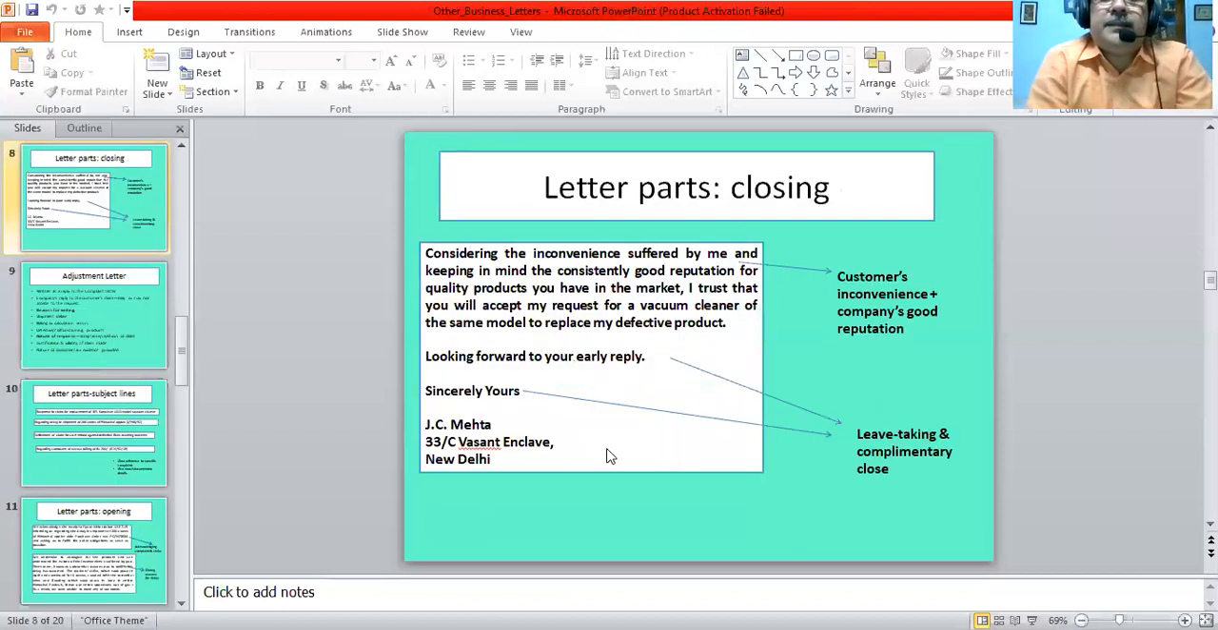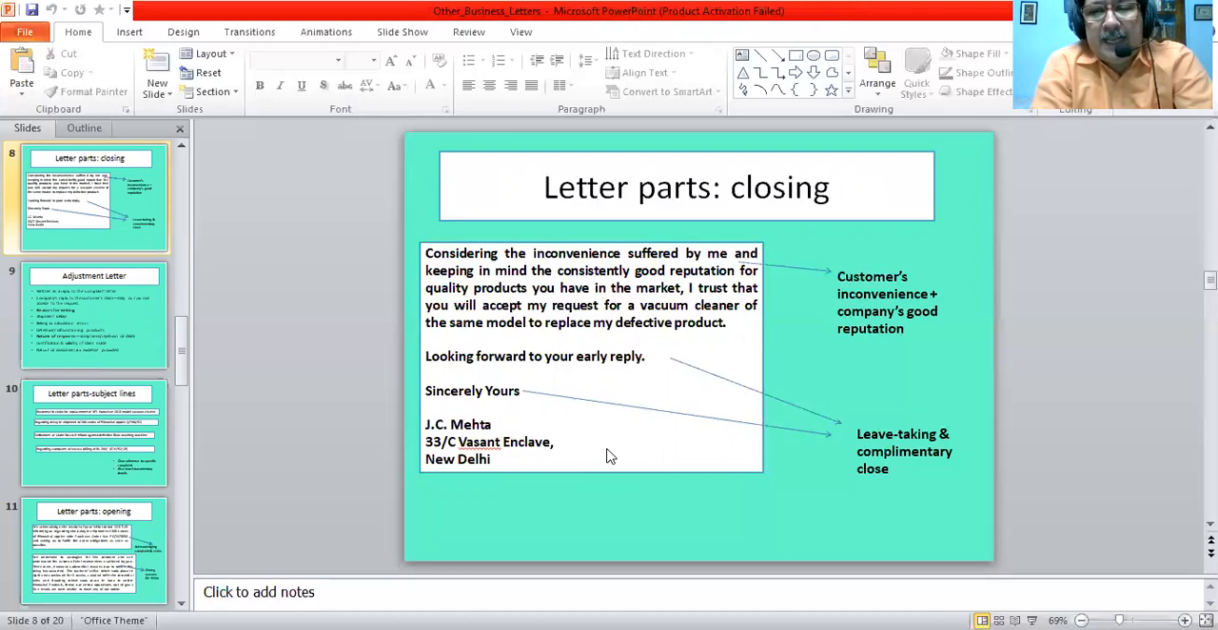Now, the closing part of this letter, again, I'm reading out from the sample that is given. Considering the inconvenience suffered by me and keeping in mind the consistently good reputation for quality products you have in the market, I trust that you will accept my request for a vacuum cleaner of the same model to replace my defective product. Looking forward to your early reply. Sincerely yours, JC Mehta.